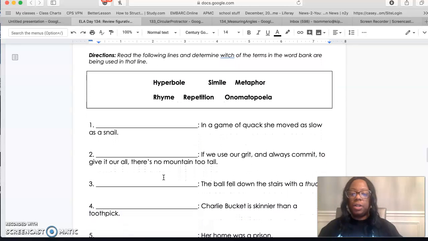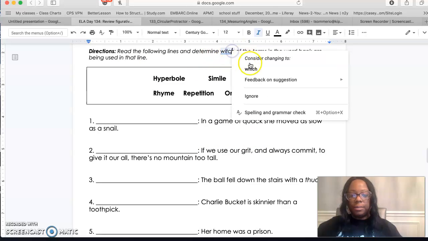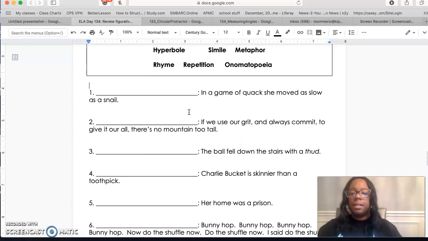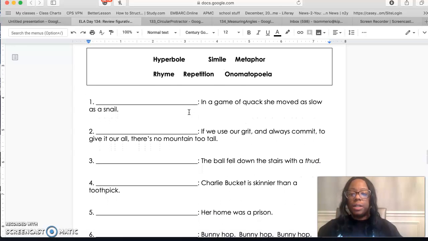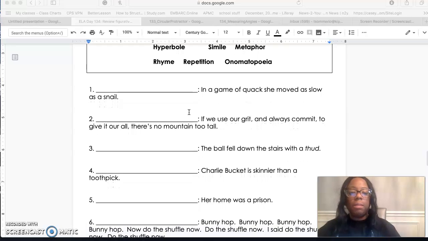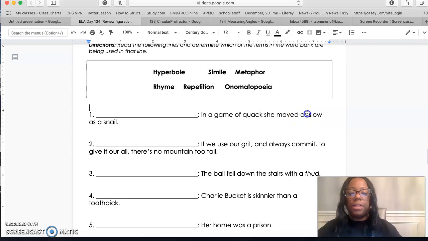Flip the page. Now the directions say, read the following lines and determine which of the terms in the word bank are being used in that line. Let's change that. We have 6 sentences. We have 6 words in our word bank. Let's go. Number 1, in a game of quack, she moved as slow as a snail. Now we got "as" in there, so I know that this is simile.